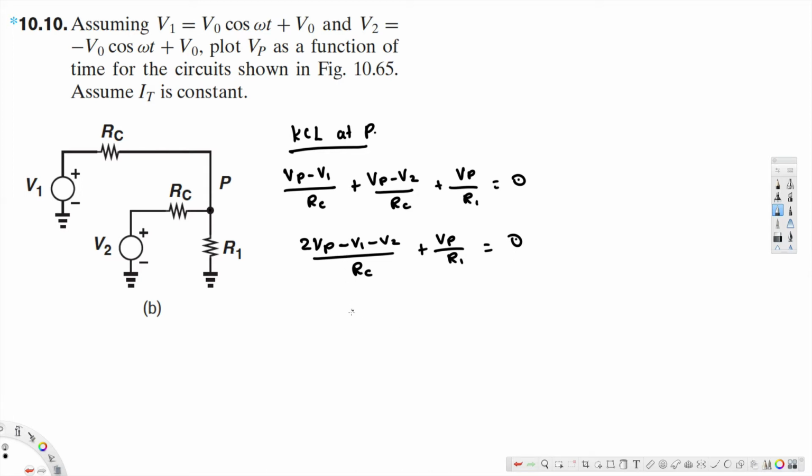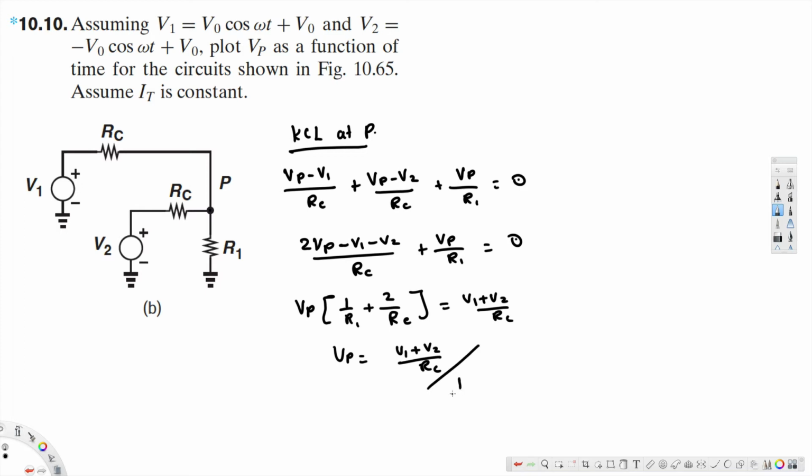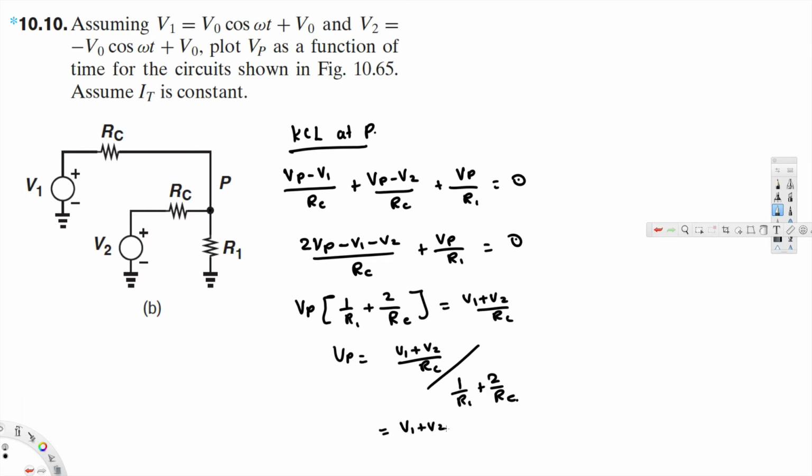Here we can take the VP common. If you take the VP common, this will become 1 over R1 plus 2 over RC. That is equivalent to V1 plus V2 divided by RC. Therefore, VP will become V1 plus V2 divided by RC, divided by 1 over R1 plus 2 over RC. Okay, now if we simplify, this is V1 plus V2 multiplied by R1, divided by RC plus 2R1.